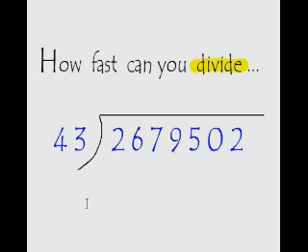Now we will be learning the EasyCal tricks to divide numbers really fast. Okay, so my question to you is again very straightforward. How fast can you divide this huge number by 43? Since this number has how many digits? 1, 2, 3, 4, 5, 6, 7.